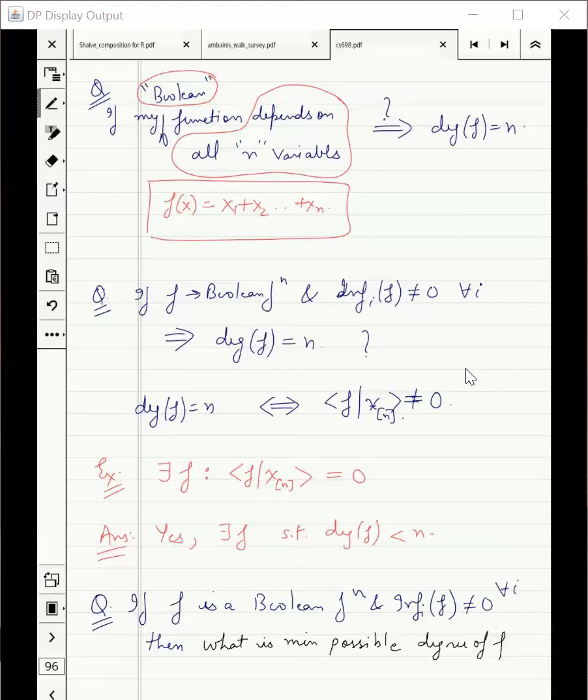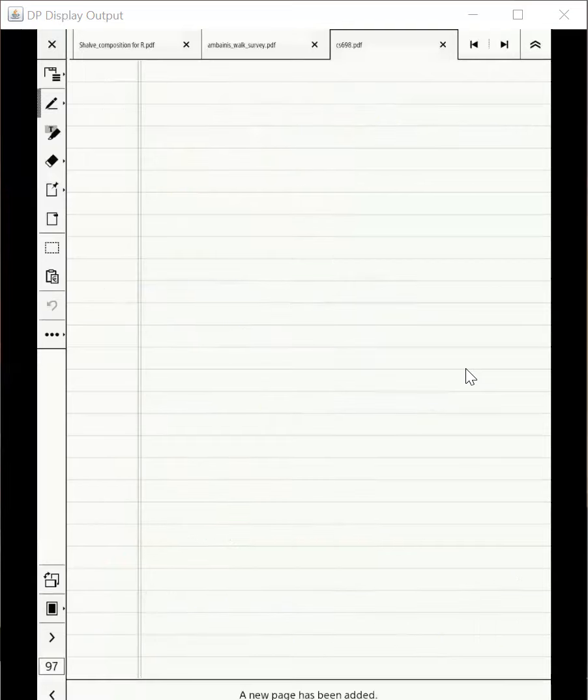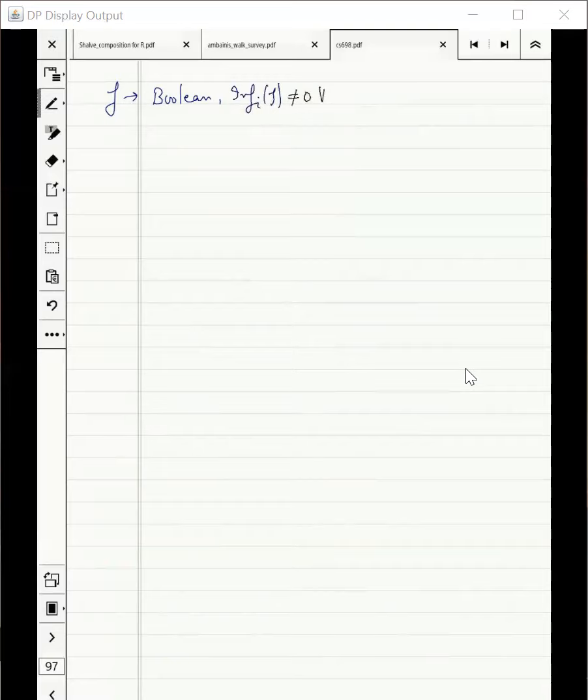We know that for some functions it could be n, for some functions it could be n minus 1. But how low can it get? This is the question. Is the question clear? Yes. Minimum possible. What is your guess?